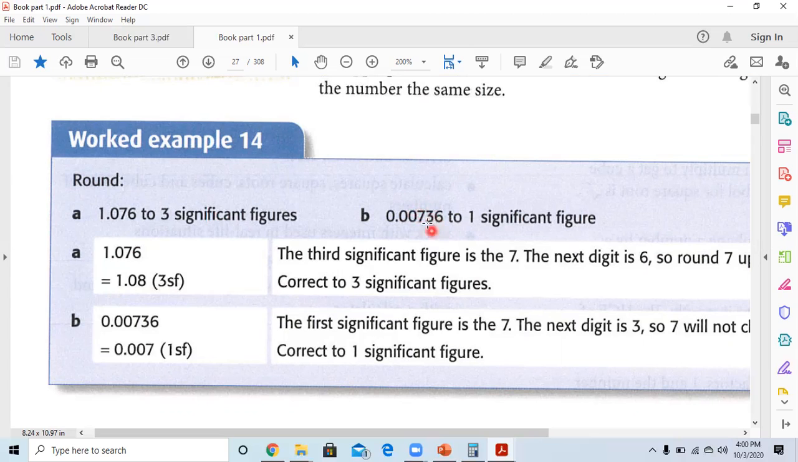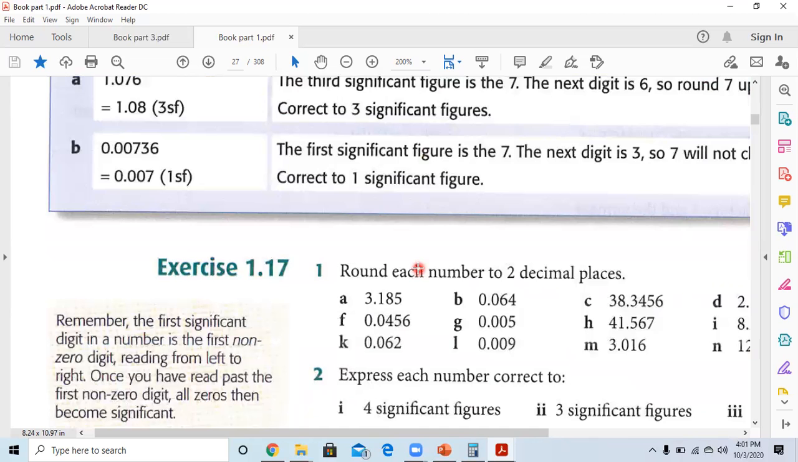After 7, the next number is 3. Okay, so 3 is less than 5, it's not 5 or more. It's 4, 3, 2, so we never add any number. So we just write 0.007. So we write here one significant figure. Even though we are writing four digits, they are not four significant figures. In the start, whenever you find any zeros, don't count them. Once you get any number other than zero, then you start counting. Your significance will count from there.